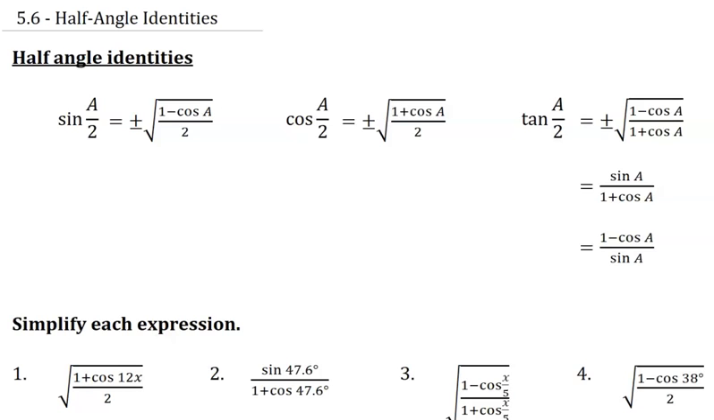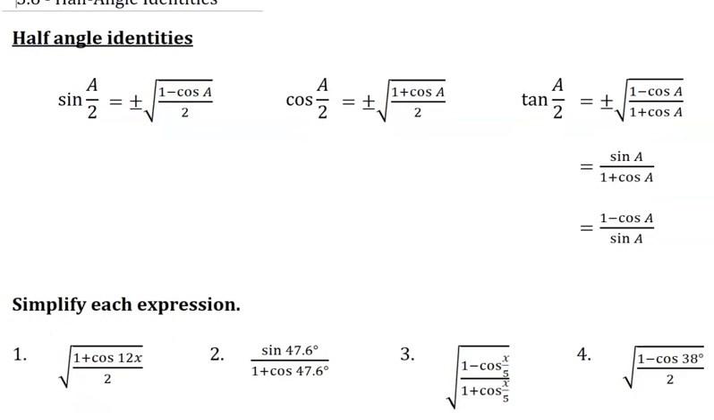Okay, last section for chapter 5. We are talking about half angle identities today. Once again, you don't need to memorize them. Just get a little familiar with them so that you recognize them when you see them.